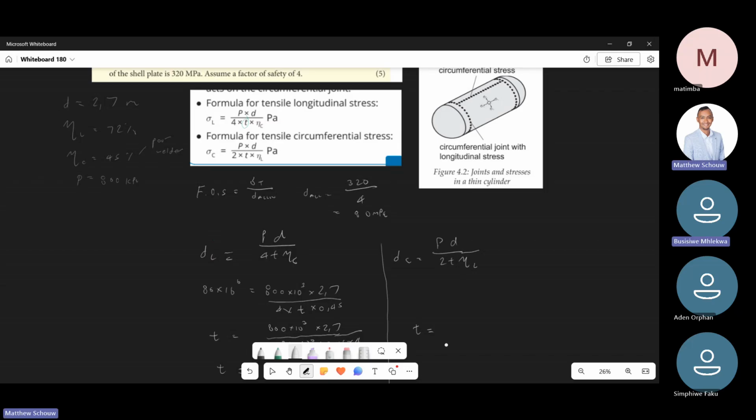What thickness do you get there? I got 30 millimeters. Sorry, how much? I got 30 millimeters. No, it can't be 30. Check your joint efficiency. Okay. It's not 30 for sure. I have the answers in front of me. I've worked it out.